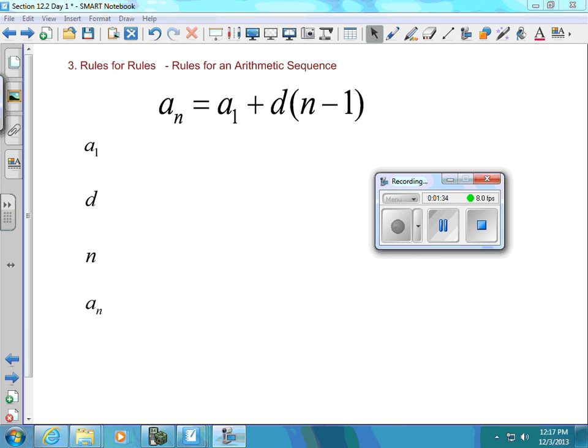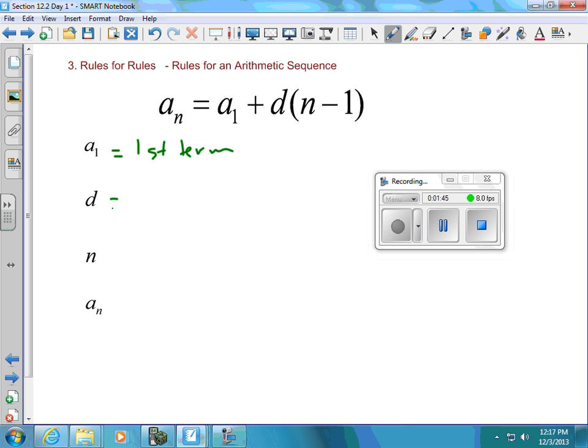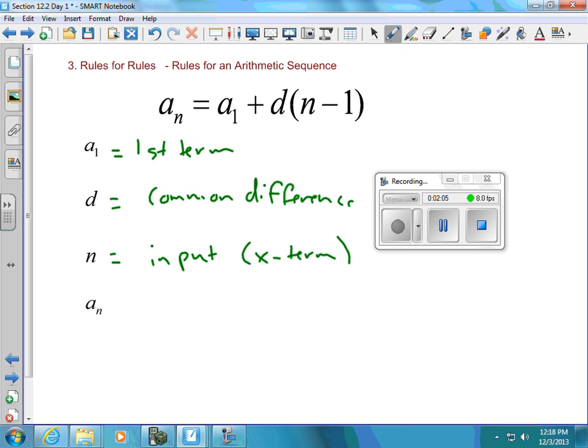Okay, so rules for an arithmetic sequence. This is the model, if you will. a sub n equals a sub 1 plus d times n minus 1. a sub 1 is the first term. d is the common difference. We just looked at that. n is the input, the x term, if you will. And a sub n is the output, the y term. You're thinking of this like a y equation.